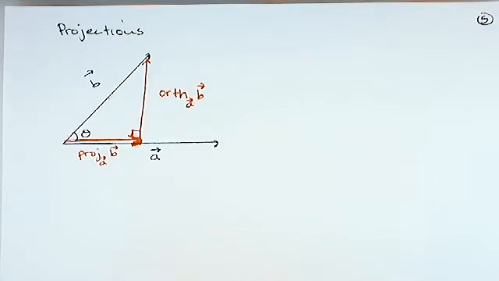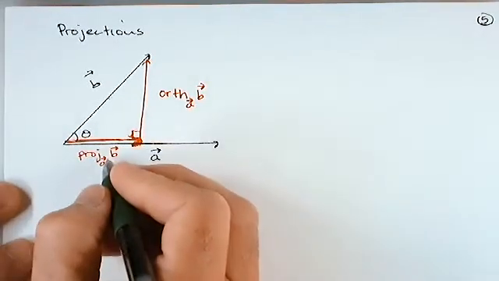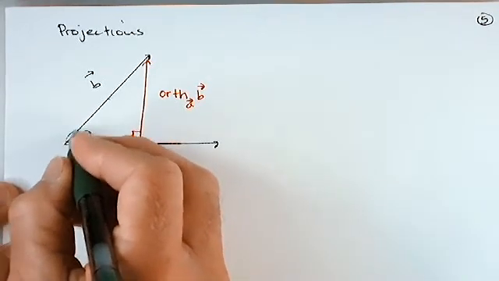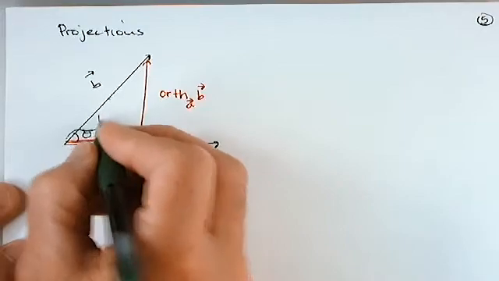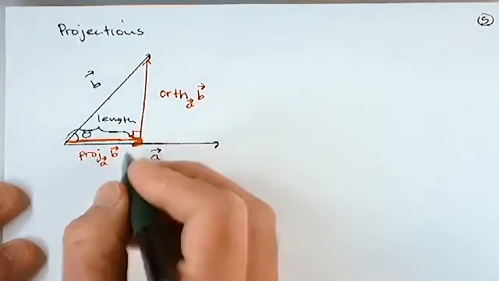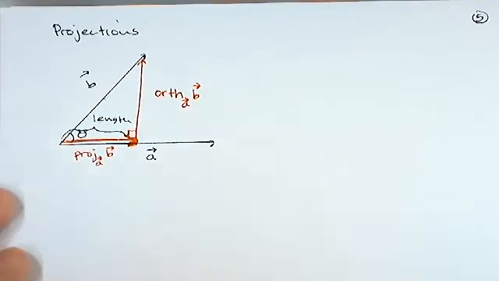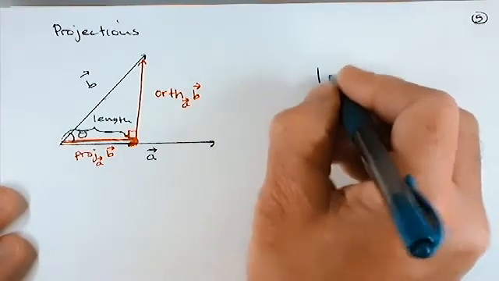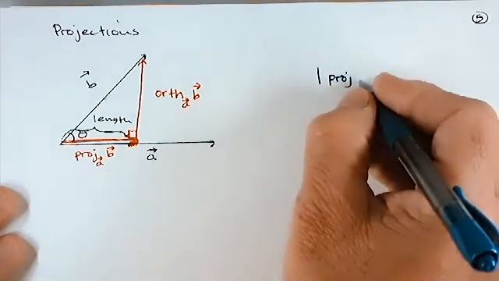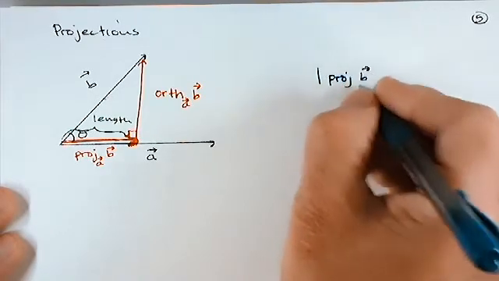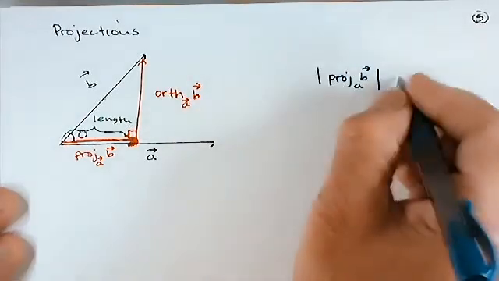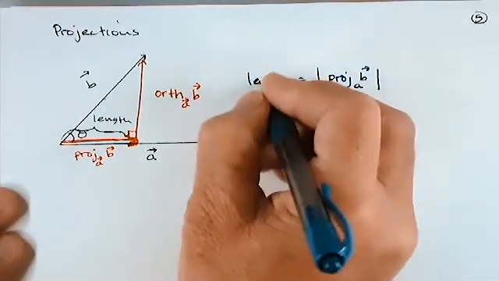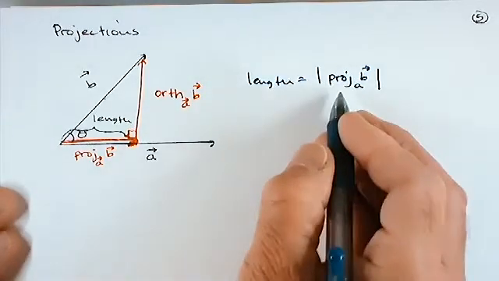So the way I like to think about how to get this formula is what we first want is the magnitude of this projection vector. Remember, magnitude is like the length. How would I find just the length of this projection vector? And remember, notation-wise, we would write this as the length, or the magnitude, of the projection of B onto A.